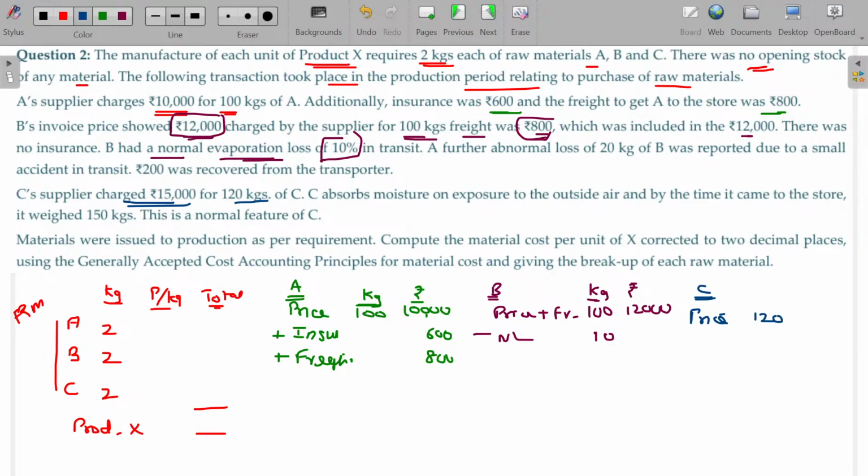120 kgs, 15,000 rupees. It absorbs moisture on exposure to the outside air. By the time it came to the store, it weighed 120 kg. This is the normal feature. Usually you think there will be normal loss, but here we have a normal gain. Due to moisture absorption, the weight is increasing.